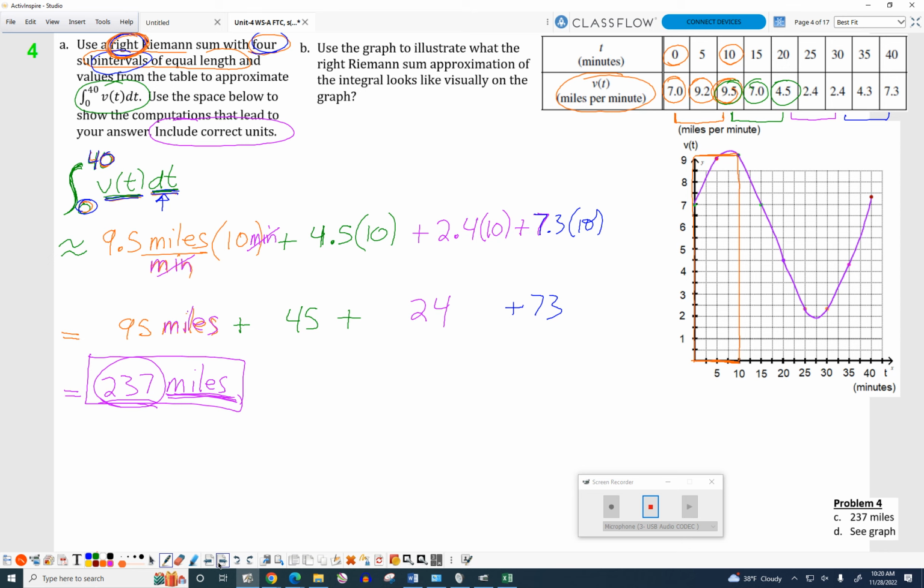Midpoint is really simple though. Jacob, we did a left Riemann sum for this first subinterval, right? And which velocity did we pick? 7. Right, because 7 is the leftmost velocity. When we did the right Riemann sum, we picked? 9.5. For the midpoint Riemann sum, we're going to pick 9.2. That's it.